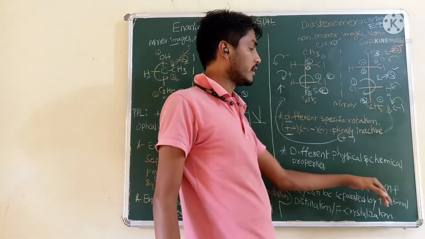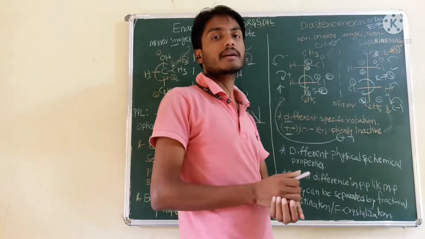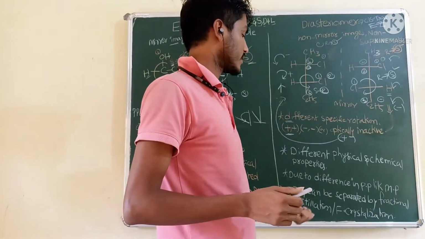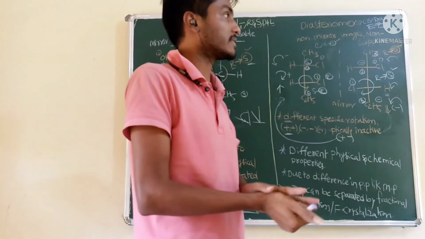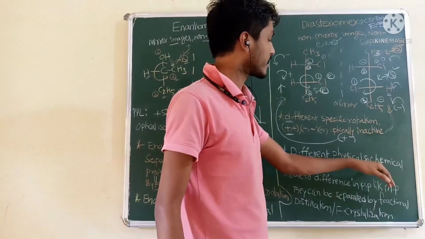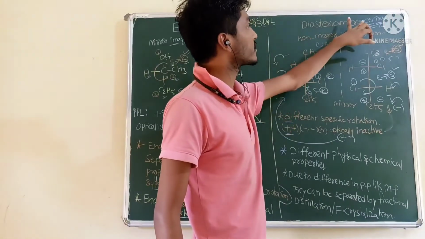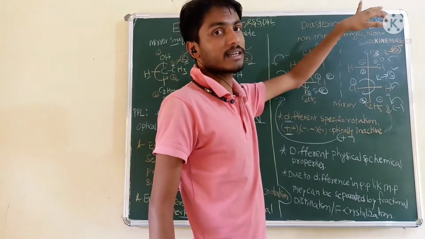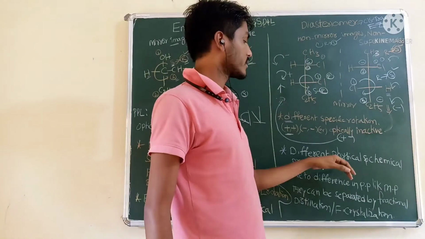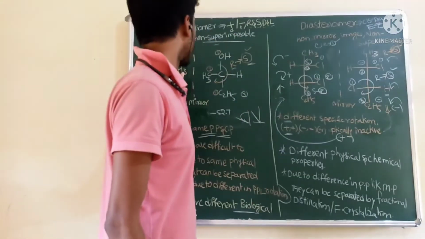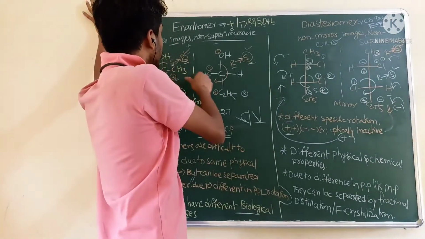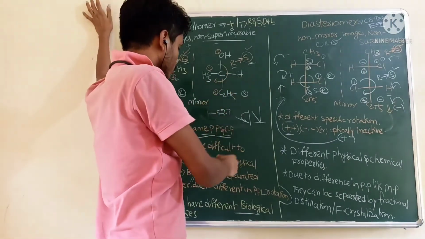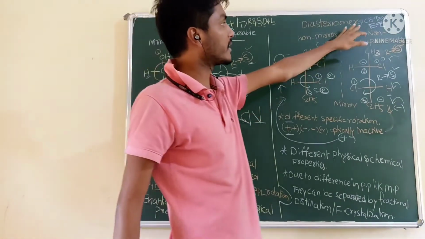Why? Different structures give different physical and chemical properties. The enantiomers have the same chemical structure, this has CH3, so same physical and chemical properties. But these, cis and trans, E and Z, have different structures, so different physical and chemical properties. Based on physical property, we can separate the diastereomers by using fractional distillation.